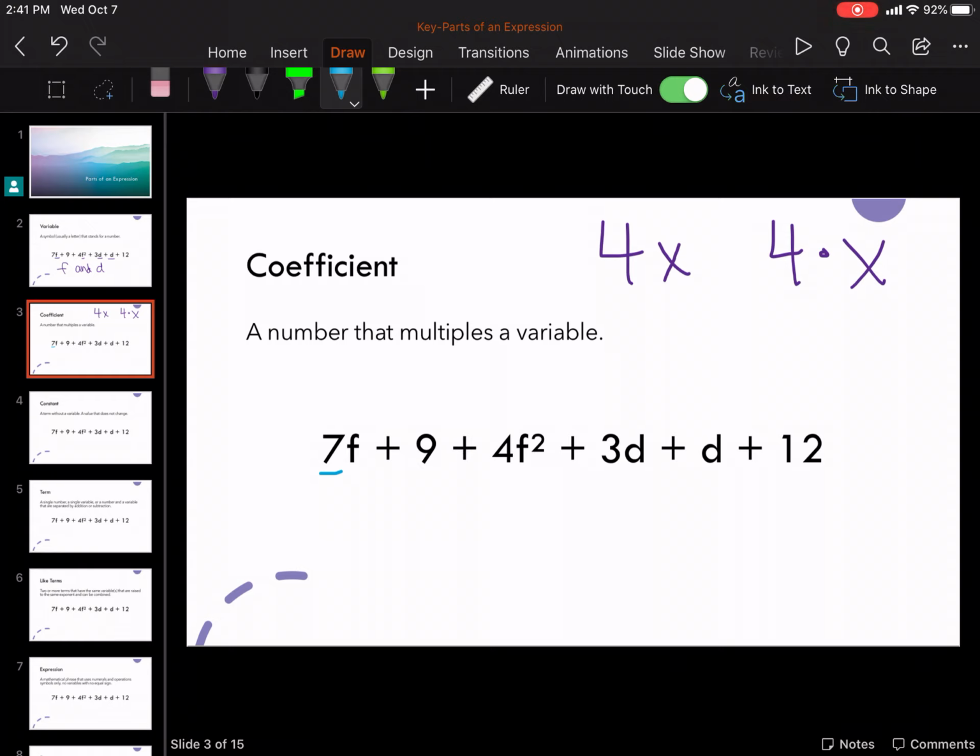4f squared, 4 is your coefficient. 3d, 3 is your coefficient, it multiplies it. So this one is just D. So think about how many D's there are. There's actually 1. So 1 is the coefficient. So we have 7, 4, 3, and 1. You have to remember that 1. Don't lose credit for that. There's 4 coefficients in this problem. Coefficient, co-pilot, co means with. It's your number with your variable.